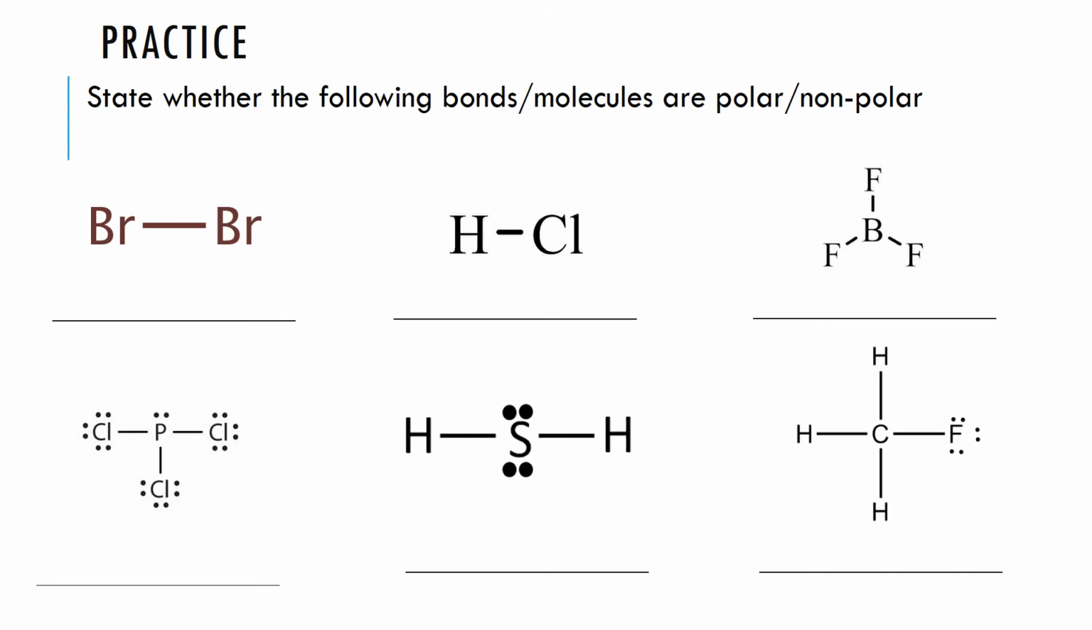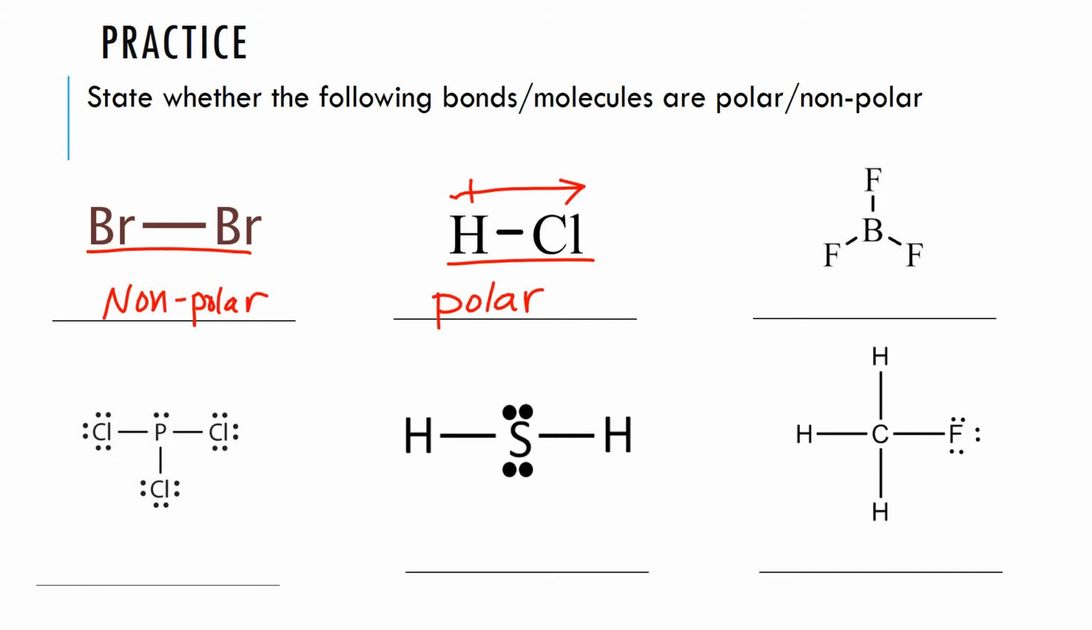Okay, so here we have a bromine molecule. This is a bond between 2 atoms. The atoms are the same, so the molecule is nonpolar. Here's HCl. This is also a bond. The atoms are different, so this bond is polar. And the dipole would look like that.